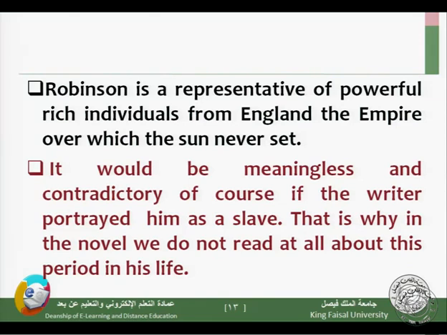He is taken as a slave in one part of the novel to the Arabs, but the writer bridges this stage in the life of Robinson Crusoe. He doesn't talk about it, and we'll explain it. That is why in the novel we do not read at all about this period in his life. He can never be a slave. He should be a master all the time.